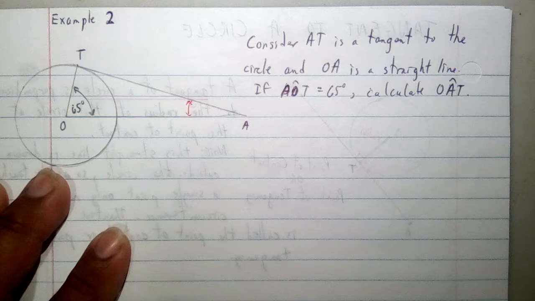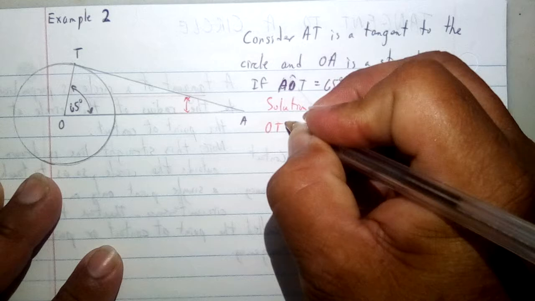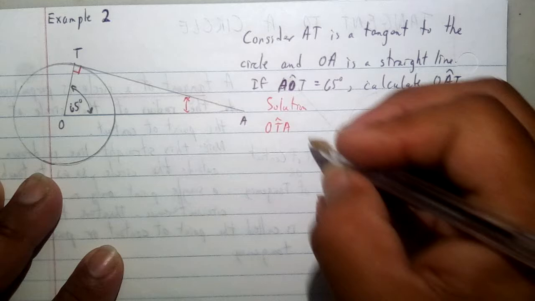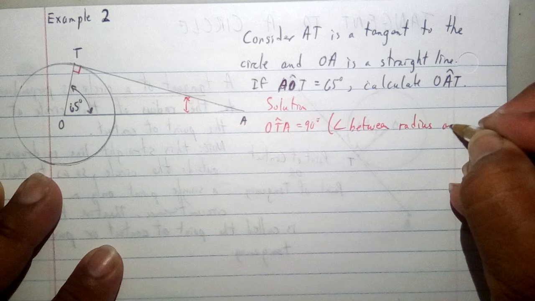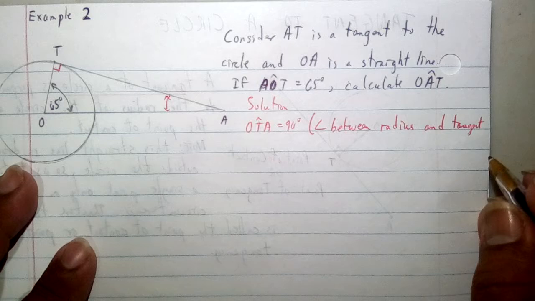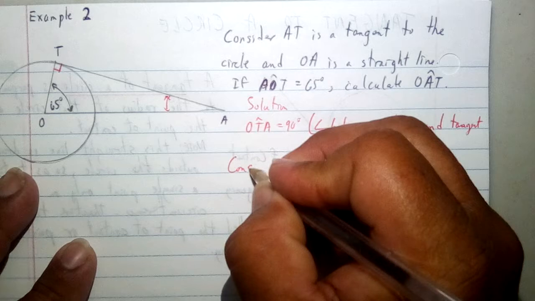Okay, so what is it that we know? For our solution, let me write it here. Solution is going to be in red, so as to differentiate it. We know that OTA is 90 degrees because it's a tangent, by definition equals 90 degrees. Angle between radius and tangent at a point of contact.